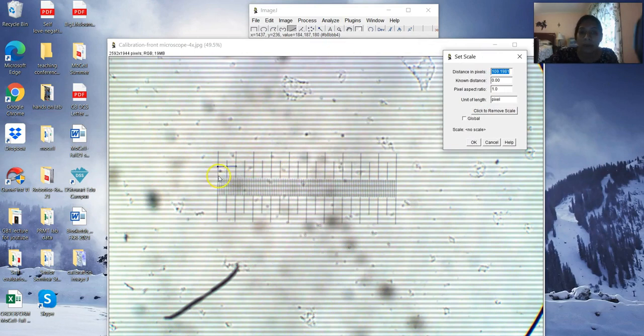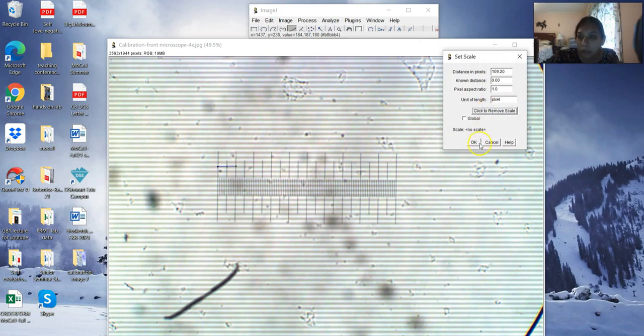Well, I know that between these two, the entire length of my stage micrometer was 1,000 micrometers. And so each one of these big units, there are 10 large units, is going to be 100 micrometers. So I can say that this one is supposed to be 100 micrometers, a known distance, right? And I can write that, and then I can click OK and get that information.